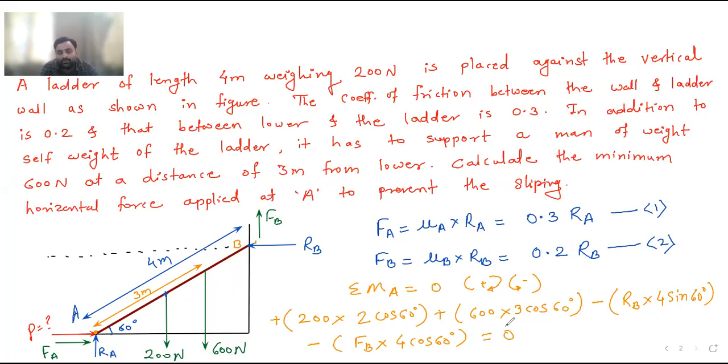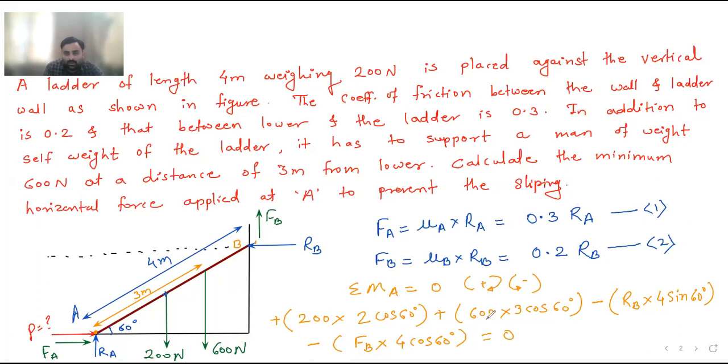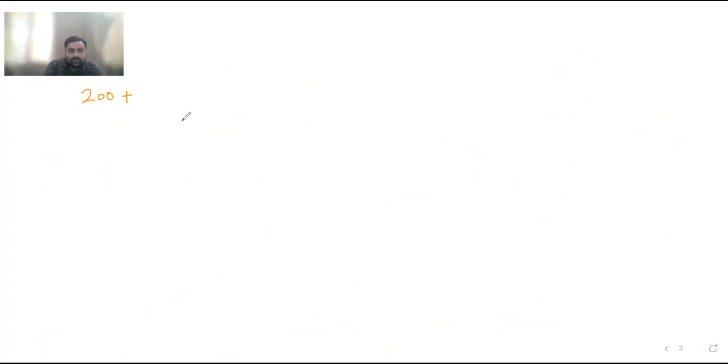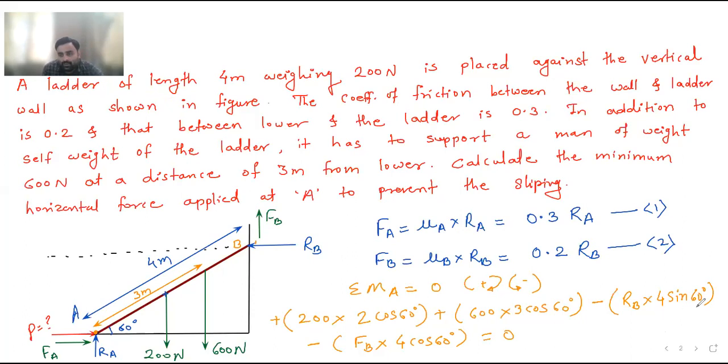Now solve this and let me know what equation you will get. Here, 200 into 2 cos 60 will be 200 as it is. So I will write here 200 plus, then here 600 into 3 cos 60, it is 900. Okay, so this is 900. Then RB into 4 sin 60.